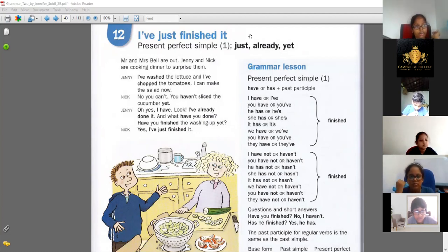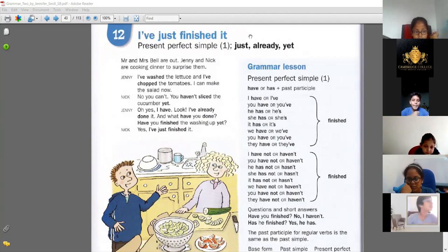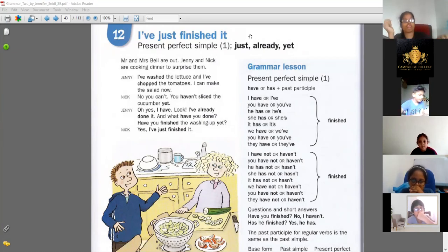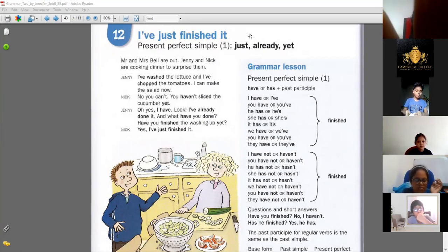No. No. No. Before? No. Then last week? No. Last month? No. No. So what is that? What is the time? Yes, no. Just. We have finished which lesson?